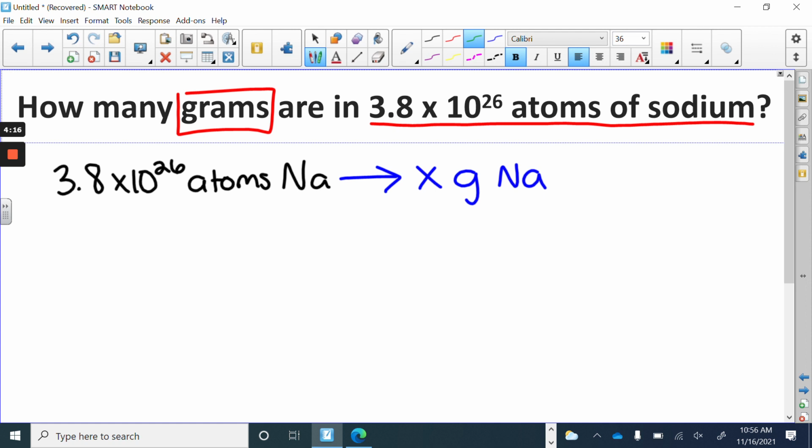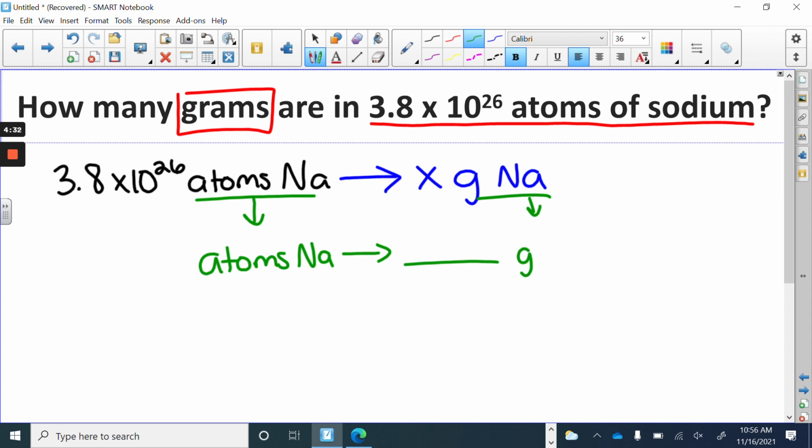Okay. We have our given and we have our unknown. Now all we need to do is drop the units down. So atoms of sodium, and we have grams of sodium. Now we need to fill in our blanks using the units.